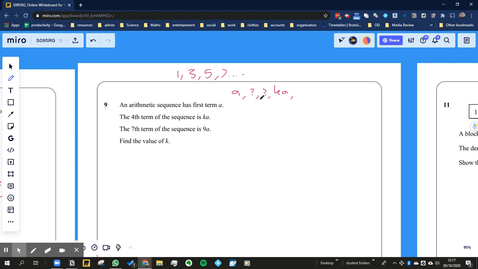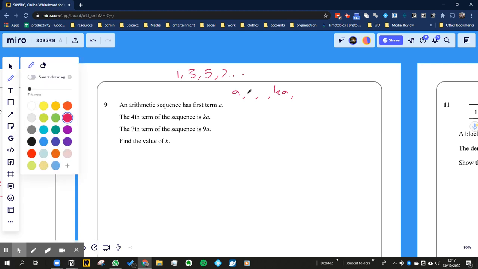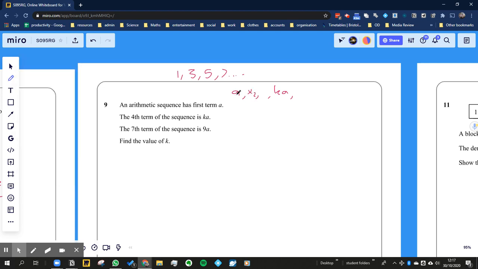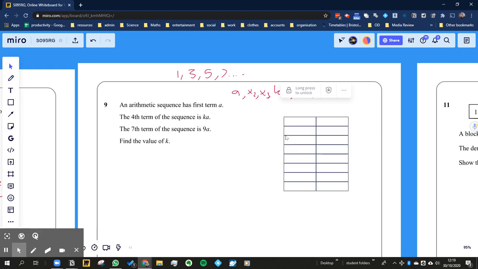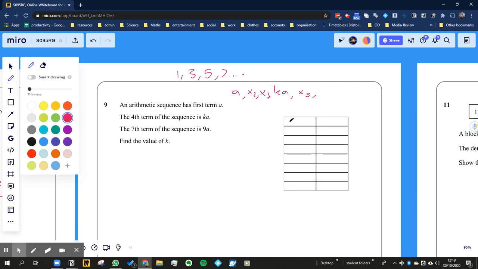Instead of writing question marks there, I'm going to write x1. No, x2, because x1, the first term, would be A. X2 we don't know. X3 we also don't know. X4 is KA. And then x5 we're just going to put as x5. We probably should have done this in a table, really. I just needed to sort that table out. It looks a lot better now.